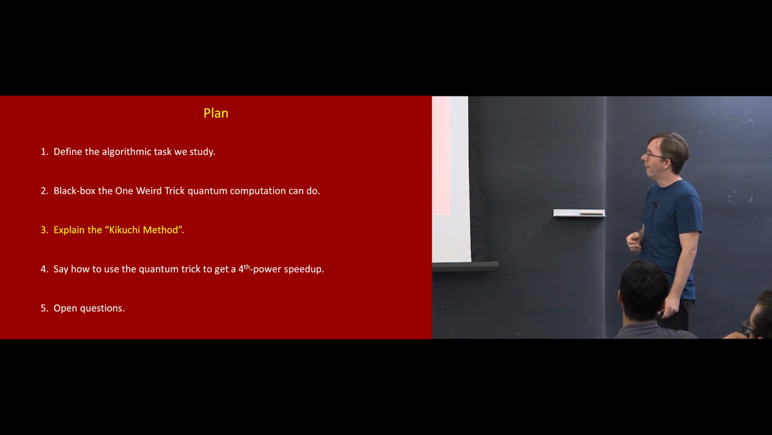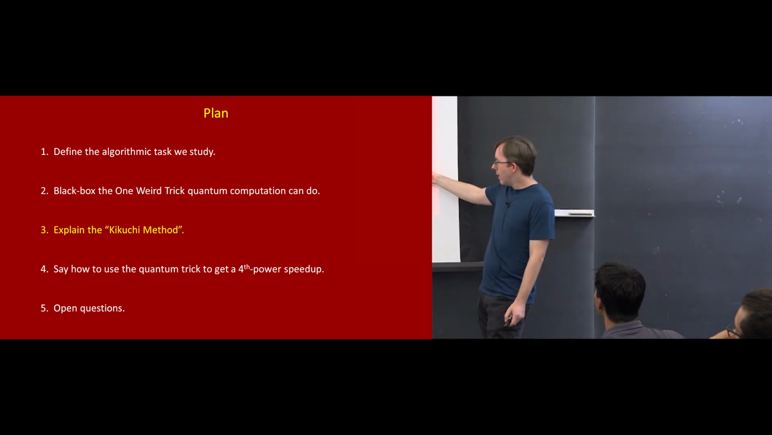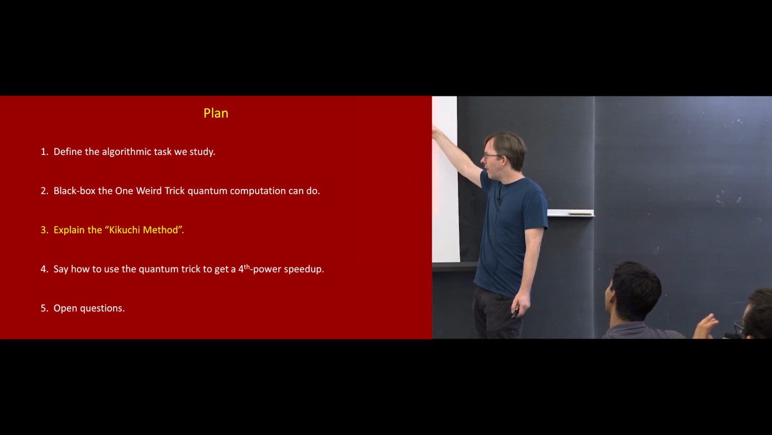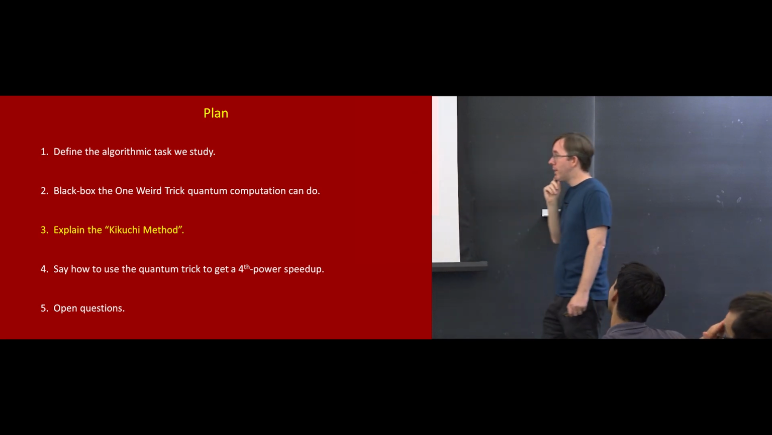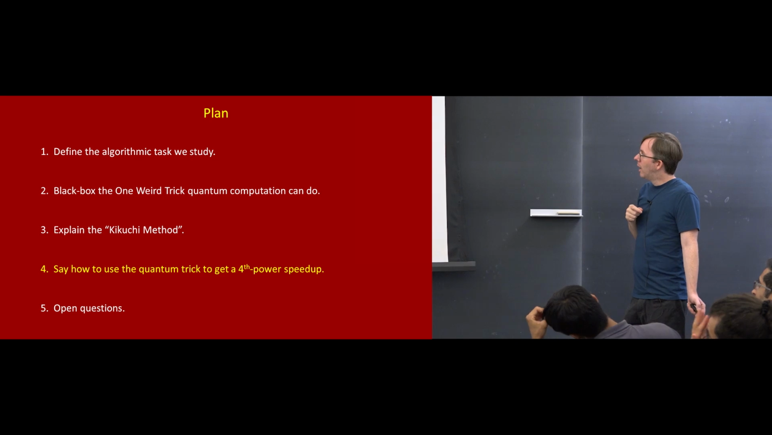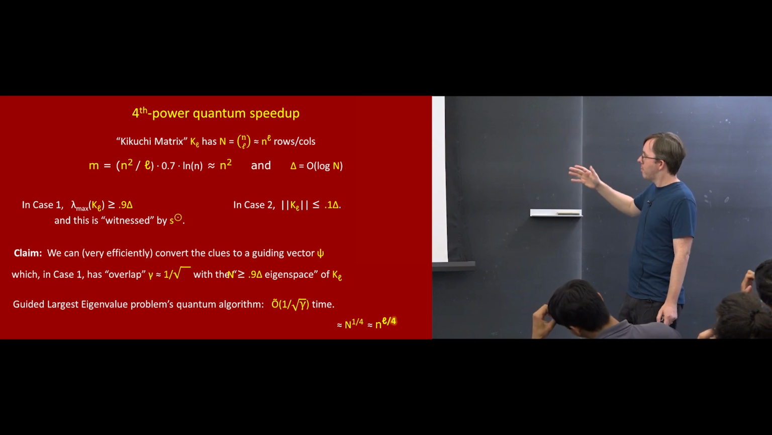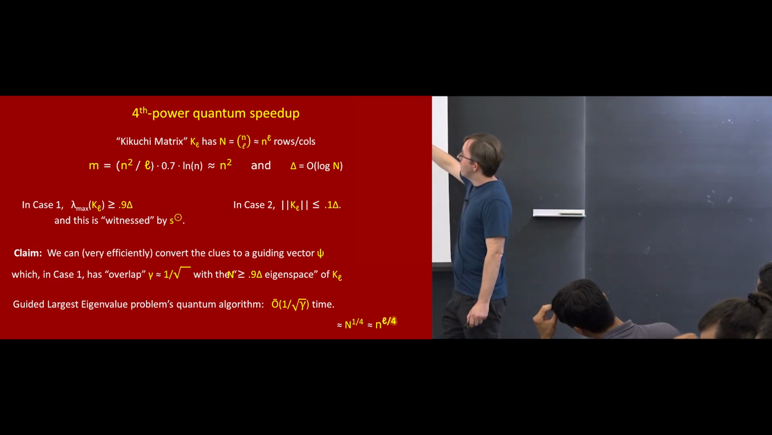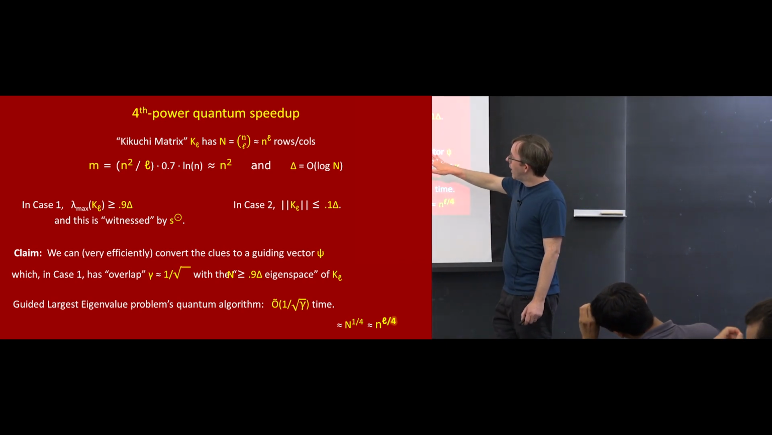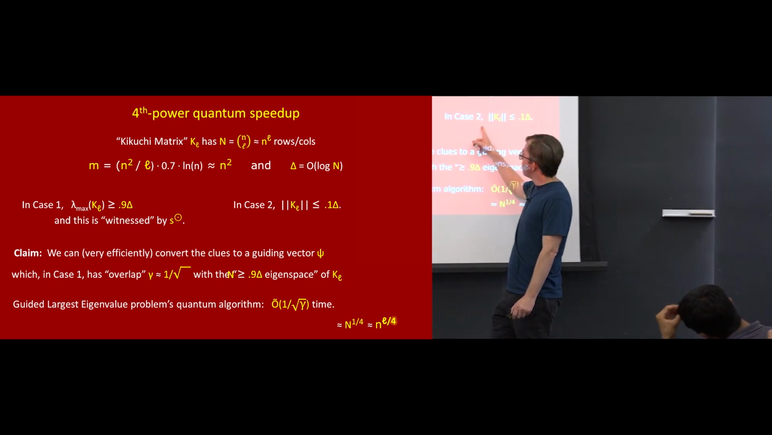Right. Okay, so we're almost done. The last thing I have to tell you about is the point of the paper; this is all previous work. The point is to use this quantum trick with the guided eigenvalue thing to get this fourth power speedup. So let me say something about that. The plan is a recap of what was going on. We talked about this Kikuchi matrix that has basically n to the L rows and columns. In case 1, it has this large eigenvalue. In case 2, it has only small eigenvalues.